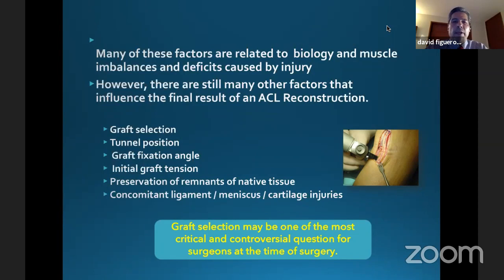However, there are still many factors that influence the final result of an ACL reconstruction, such as the graft selection, the tunnel position, the graft fixation angle, the initial graft tension, preservation or not of the remnants of the native tissue, and other concomitant ligament, menisci or cartilage lesions. So the graft selection is one of the most critical and controversial questions for surgeons at the moment of the surgery.